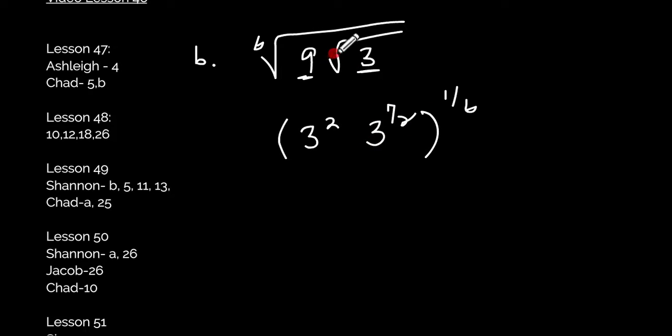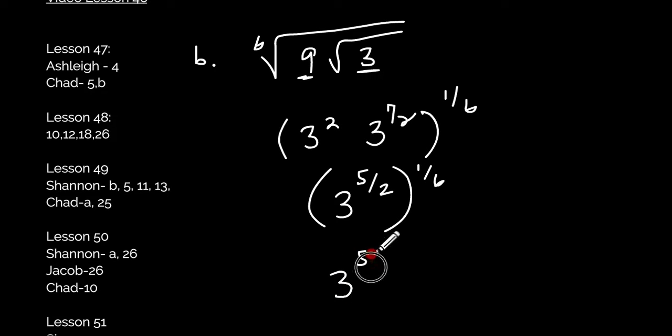Remember, the number on the seat goes on the bottom. Then I'm going to add these two fractions together, so it's 3 to the 5 halves. I just added 2 plus 1 half and got 5 halves, to the 1/6 power. Your final answer is 3 to the 5/12. I don't need to go slow because you can rewind these or slow them down.